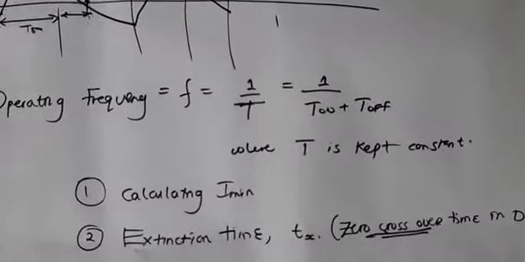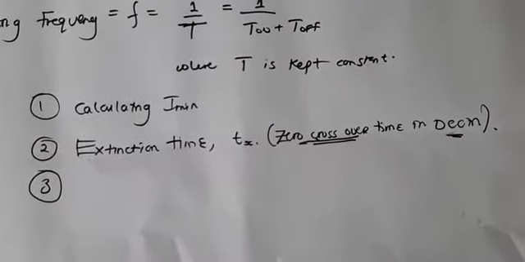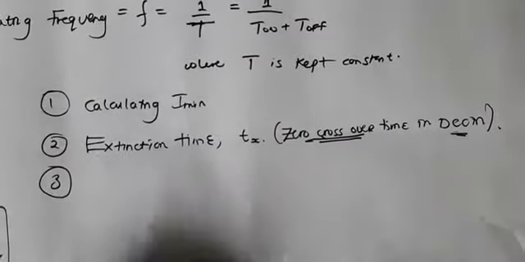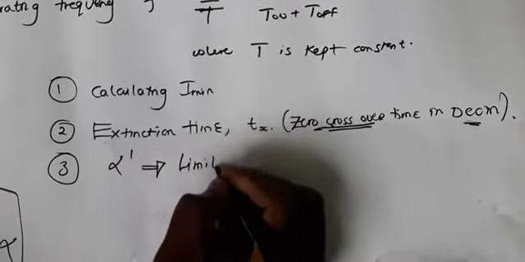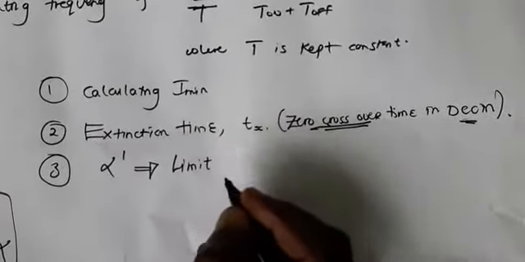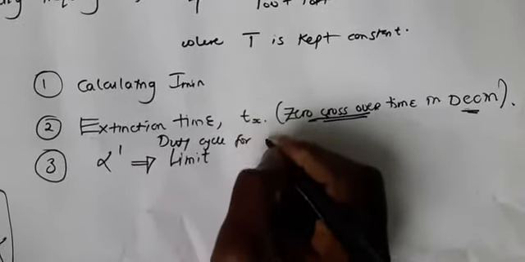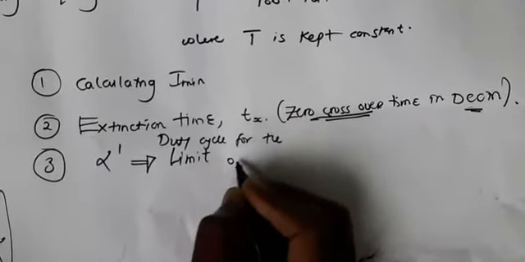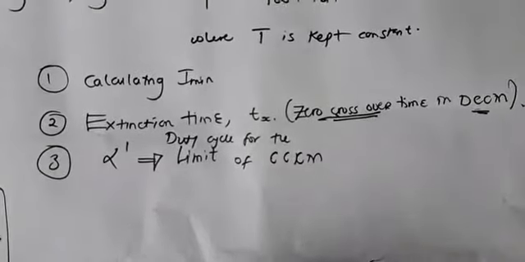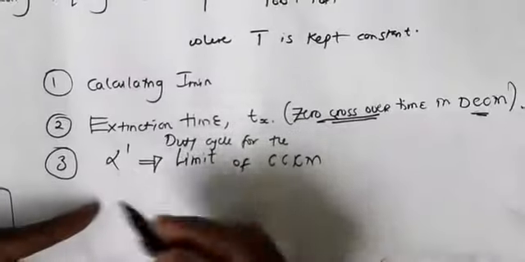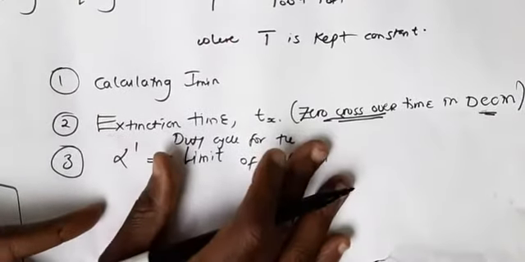Another way of determining continuous or discontinuous current conduction mode is by using alpha prime, which is the duty cycle for the limit of continuous current conduction mode. We are going to see how exactly these work in the next video.